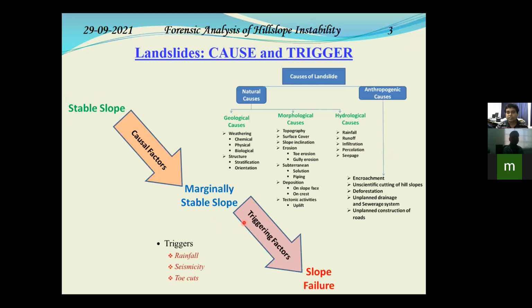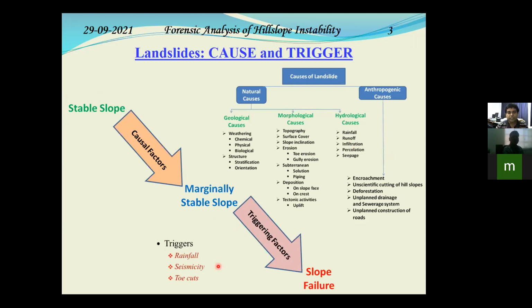And then due to some triggering effects, such as rainfall, a seismic action which has taken place nearby, or even toe excavation of the hill slopes for extending the roadways or the railways or even the inhabitation, such triggers lead to the failure of the slope.